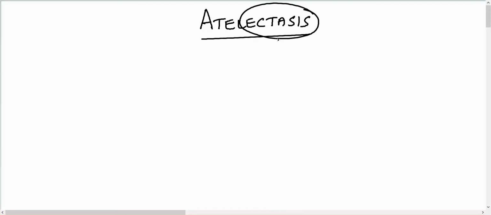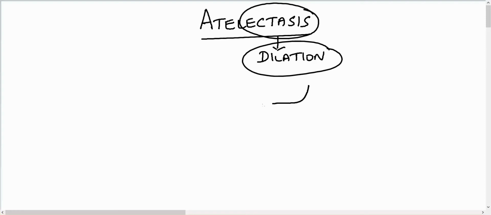So today we are going to see a very important topic, atelectasis. Okay. So atelectasis, ectasis means dilation. So we are going to talk about related to the alveoli.